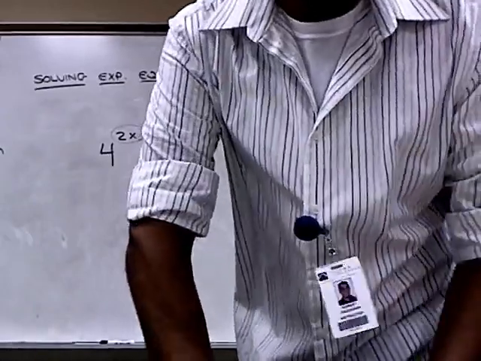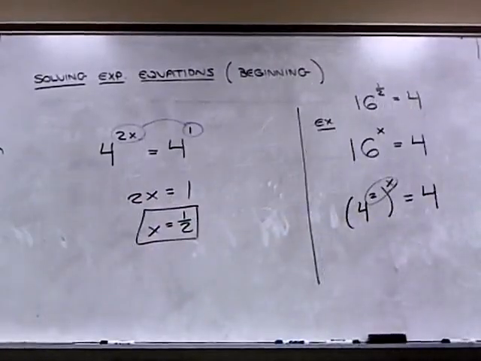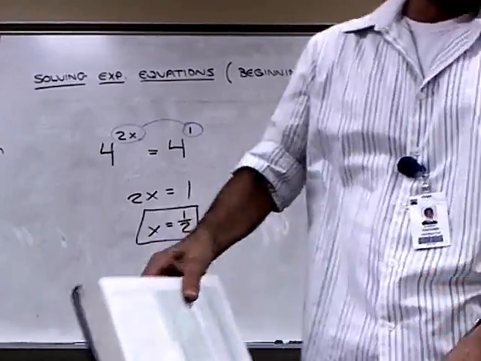In fact, if you want to know where in your book you can review exponent properties, I can tell you. Page 21. Let's see if 21's up. Yeah, 21 has all your exponent properties in it. It's a bunch of them. Page 21, section R3.